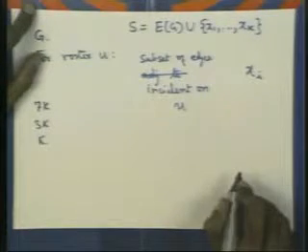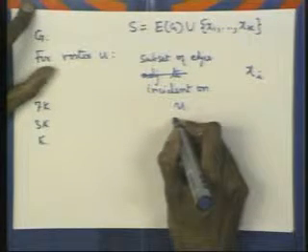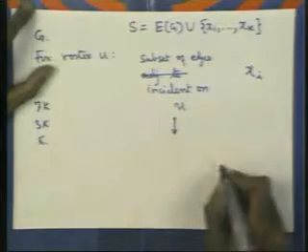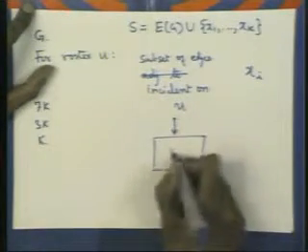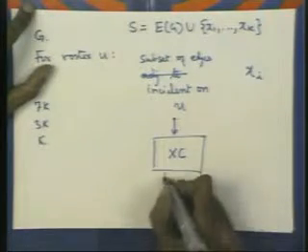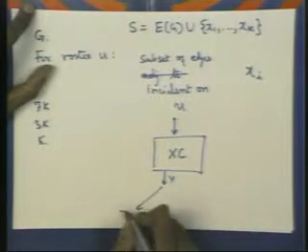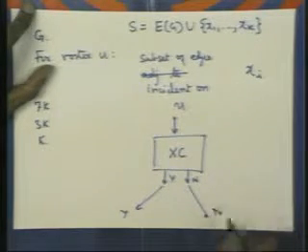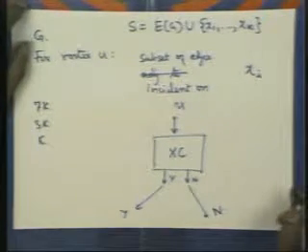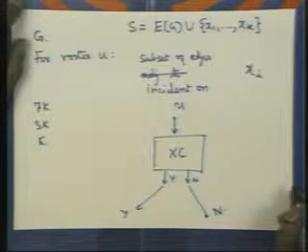Now I take this instance of S and this collection, and I feed this into a subroutine for XC. If this says yes, then I output yes. If this says no, then I output no. So this is my transformation.